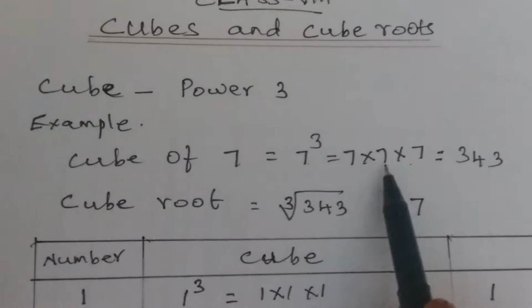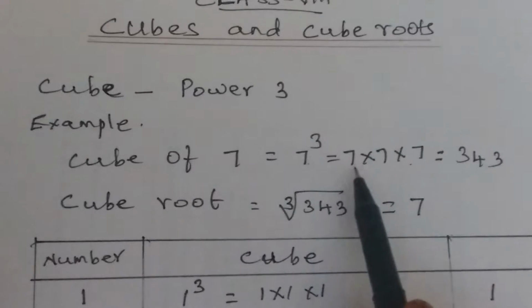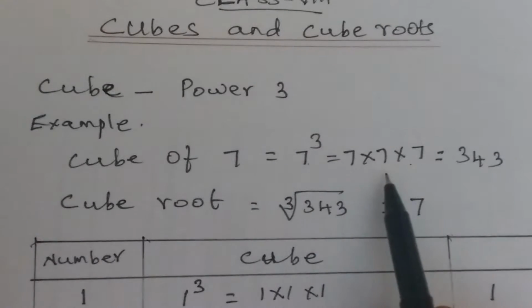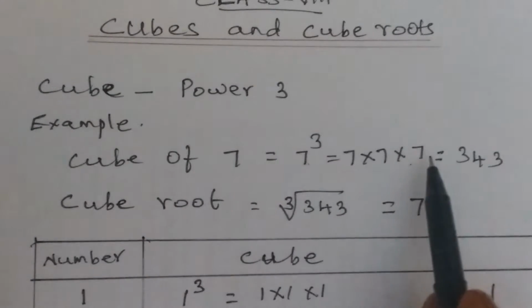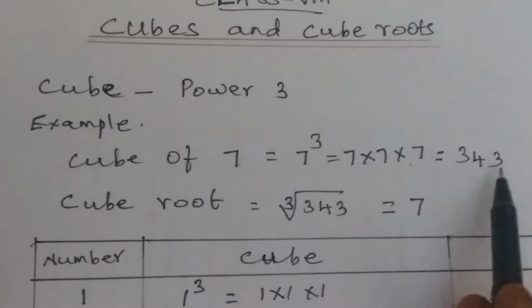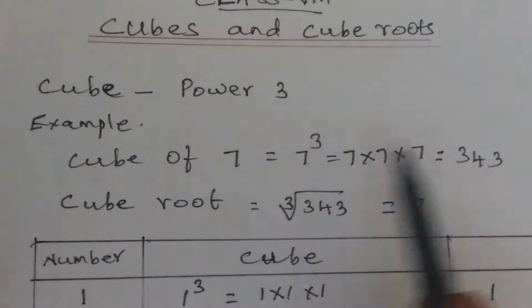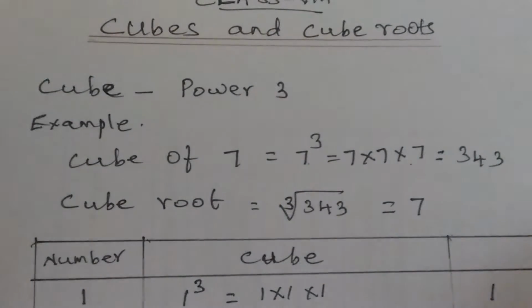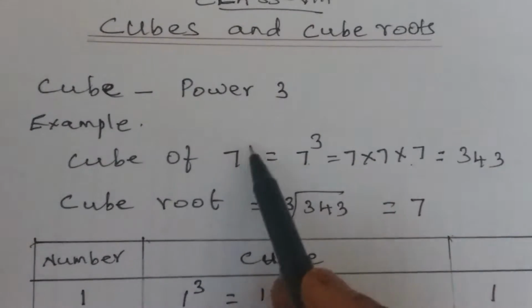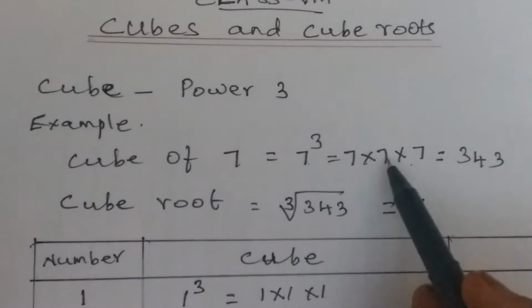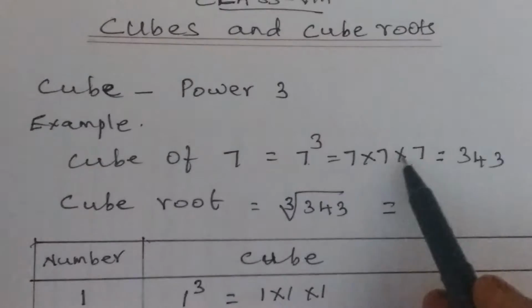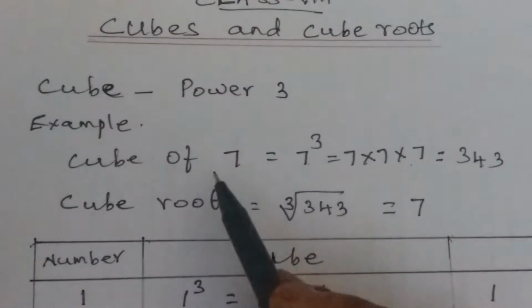So 7 into 7 into 7. If you multiply, 7 sevens are 49. That 49 you multiply by 7, we get 343. Therefore, cube of 7 is 343. Okay, what is the square of 7? Square of 7 means multiplying 7 two times, just 2 times. 7 sevens are 49 is the square and 343 is the cube.